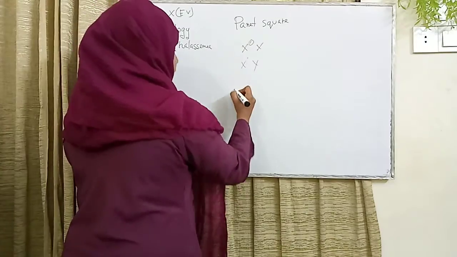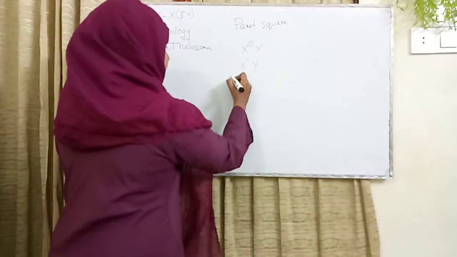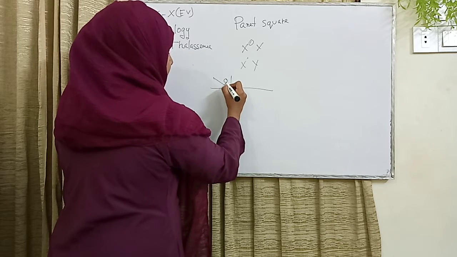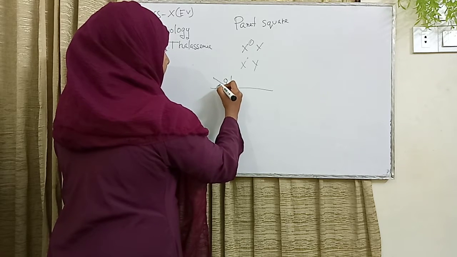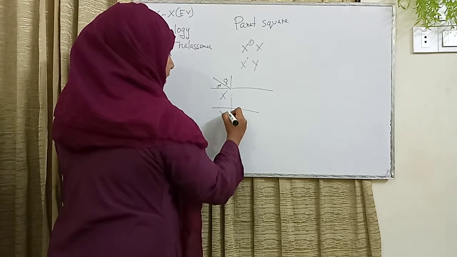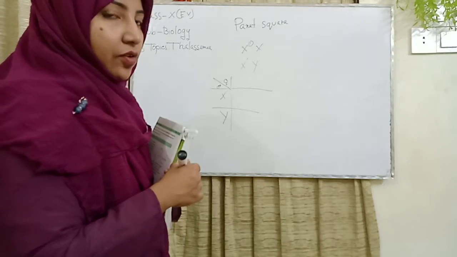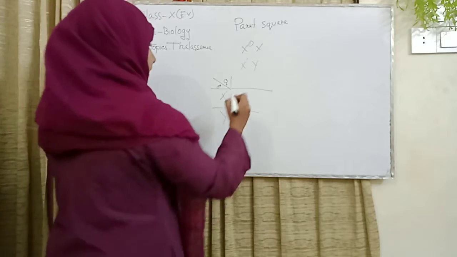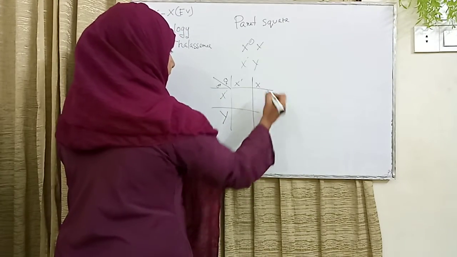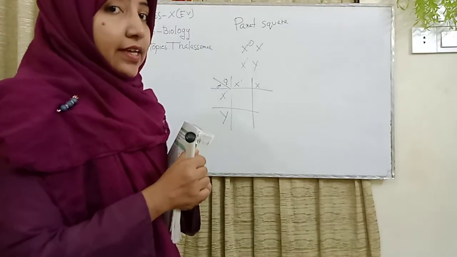Now I draw the Punnett square. The top is the mother and the side is the father. For the father I draw X prime and Y, basically the ailing gene, the victim. The other is the mother, X prime and X, basically the carrier.